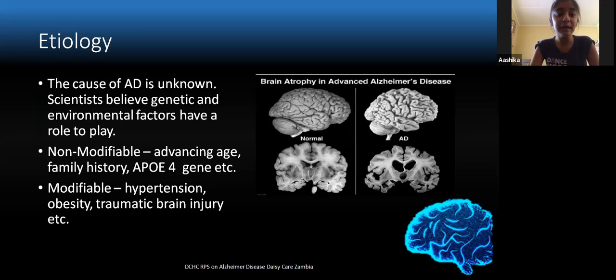In the non-modifiable, we have advancing age and family history, and in the modifiable, we have hypertension and obesity. We have a brain atrophy comparison, and even if you didn't have any knowledge about Alzheimer's disease, we have a person's brain which has not been affected and a person's brain which has been affected by Alzheimer's disease. You can clearly see that the brain of the person without Alzheimer's is in very good condition, but in the person with Alzheimer's, the hippocampus and many other parts of the brain have been badly damaged due to this disease.